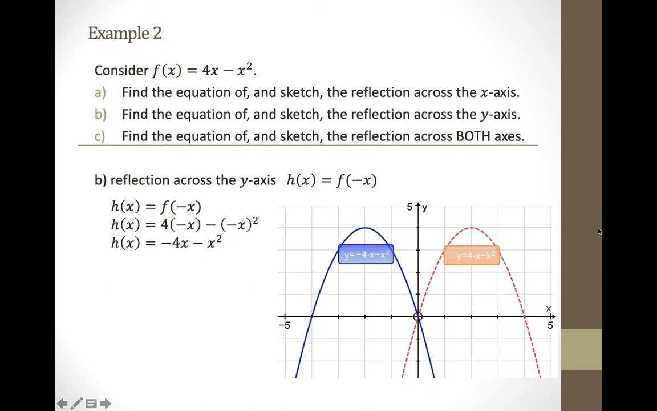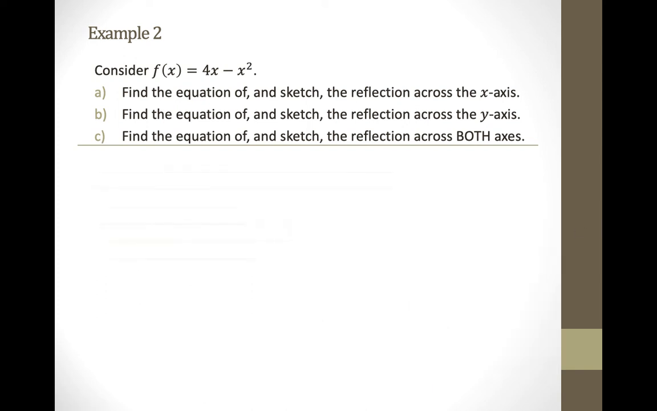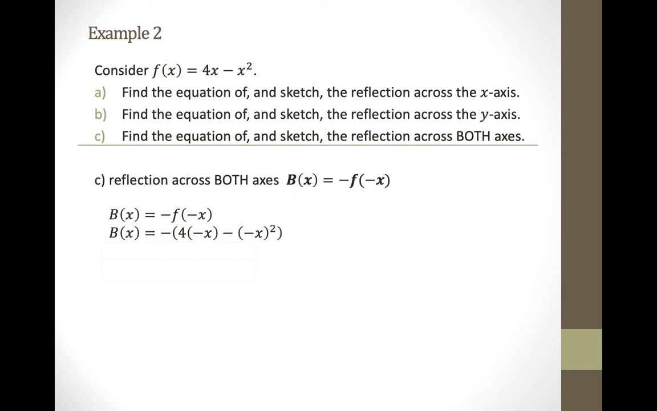Let's have a look. All right, to reflect across both axes, that means we are going to multiply the whole function by negative, negative f, to get the vertically reflected function, and make the negative x go through for all the x values to get the reflection in the y-axis. Okay, algebraically, we can do this.